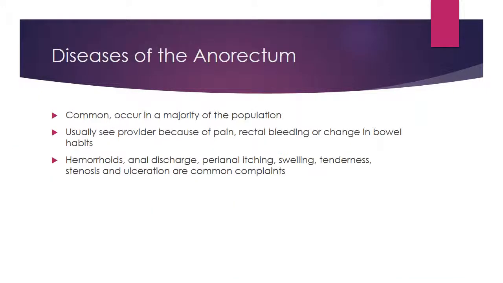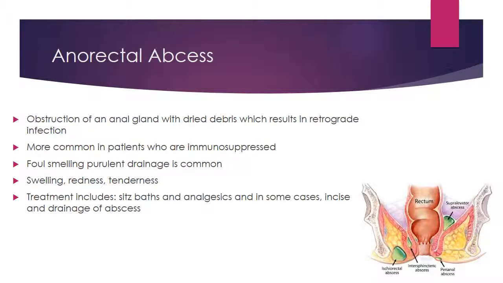Okay, so we're going to move on to diseases of the anorectum. And these are common and occur in a majority of the population. And you would usually see a provider because of pain, rectal bleeding, or a change in bowel habits. These are things like hemorrhoids, anal discharge, perianal itching, swelling, tenderness, stenosis, and ulceration, which are more common complaints.